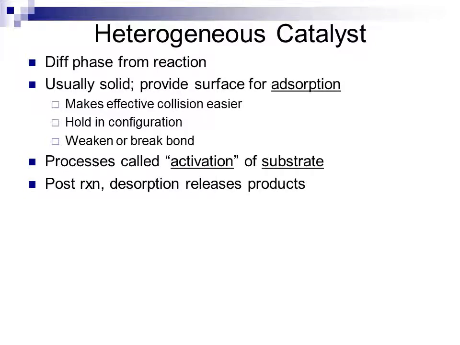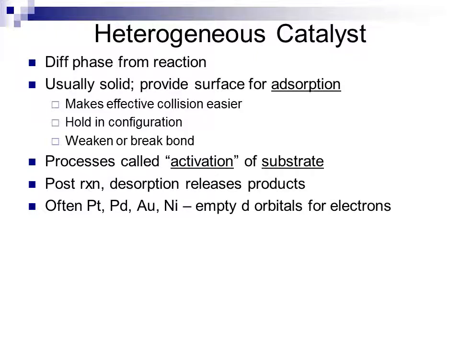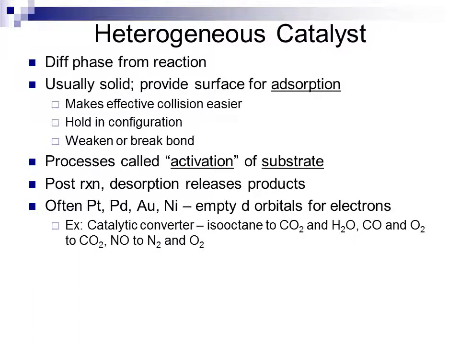After the reaction, desorption, or the opposite of adsorption, will occur to release the products that were created in the reaction. Oftentimes platinum, palladium, gold, or nickel will be used as heterogeneous catalysts because they contain empty d orbitals, which electrons from the reactants can occupy in order for the bonds to be broken or weakened.